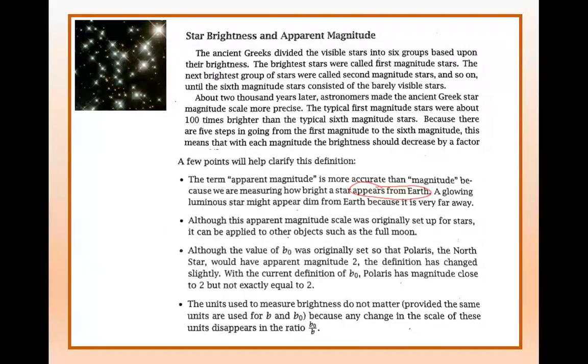It is, again, this ratio. Although the value of B sub 0 was originally set, oh wait, sorry, wrong line. The unit used to measure brightness does not matter because any change in the scale of units appears in this ratio, right? So this is the actual magnitude. These are the 3 that we're going to be working with throughout this lesson.